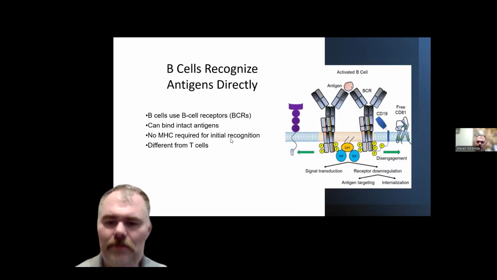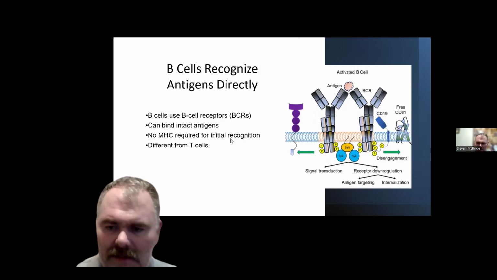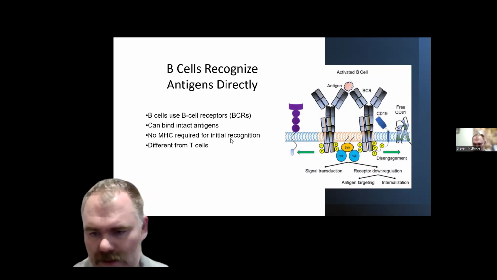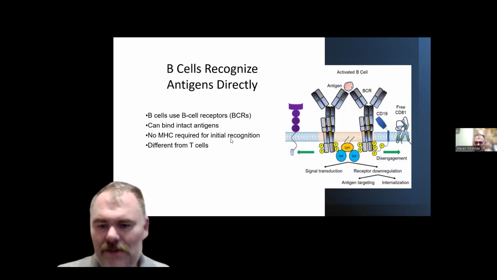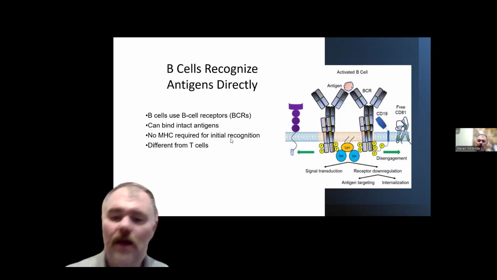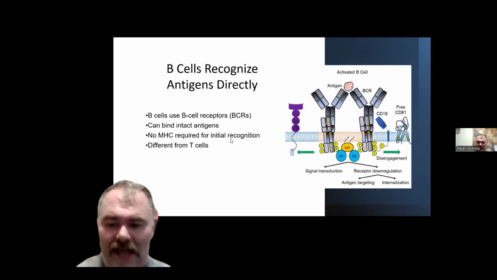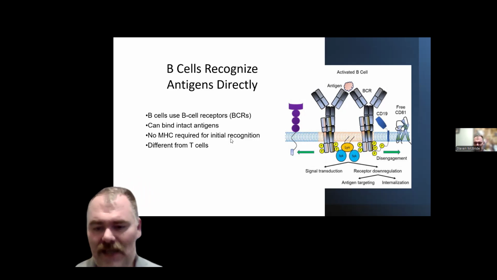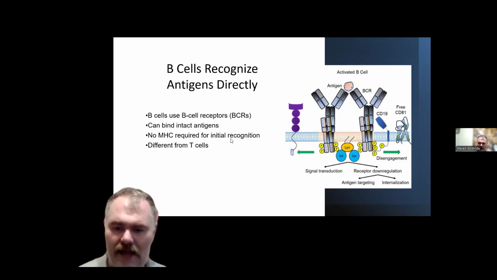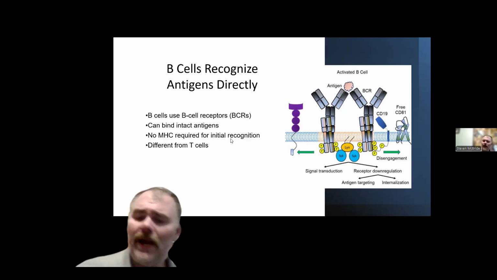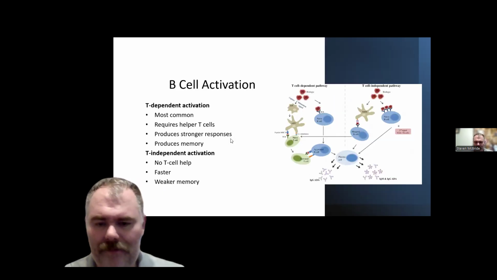One major difference between B cells and T cells is how they recognize antigens. T cells require antigens to be presented on MHC molecules. B cells do not. Instead, B cells use membrane-bound receptors called B cell receptors, or BCRs, that can bind directly to intact antigens. When a B cell encounters an antigen with a shape that matches its receptor, the antigen binds to the BCR and initiates the activation process. This direct recognition allows B cells to detect pathogens and toxins circulating throughout the body.